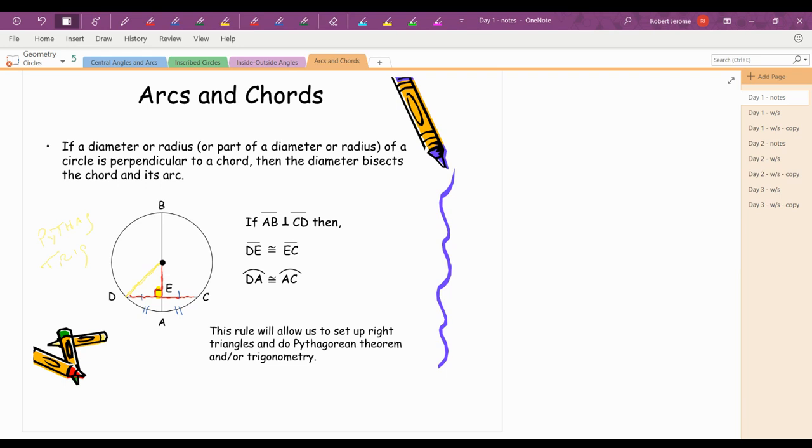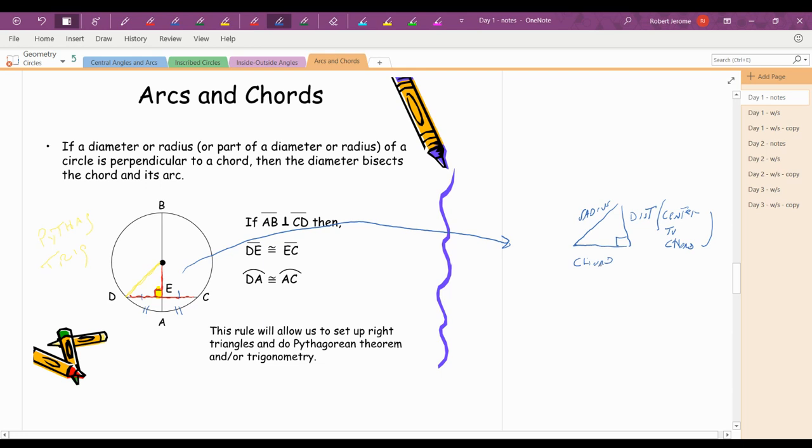Now, if you look at this triangle carefully, I'm going to just take this triangle and pull it out here. There are three parts to that triangle. The radius, the distance from the center to the chord, and the chord. Really, it's half the chord. So keep that in mind.